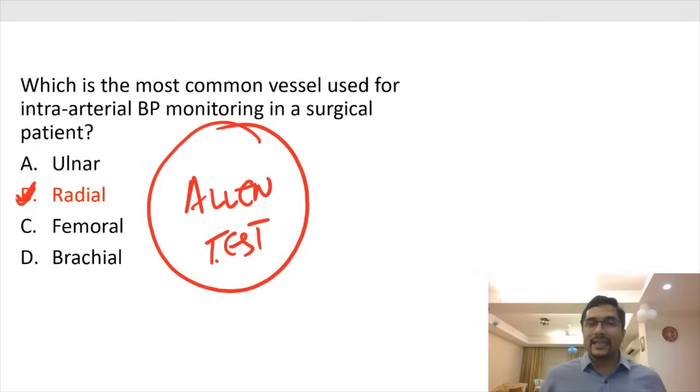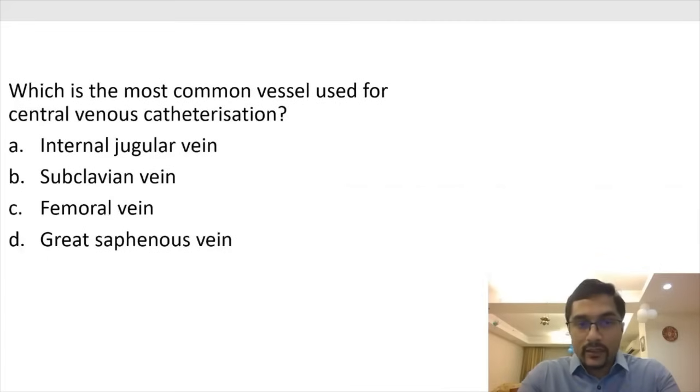What does the Allen's test tell us? Allen's test tells us the patency of the radio-ulnar communication, whether the radial and the ulnar arteries are communicating with each other or not. If they are not, then we don't use the radial artery. Otherwise, there can be compromised blood supply to a certain segment of the hand.